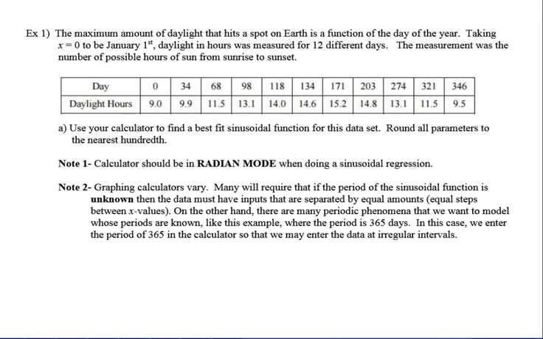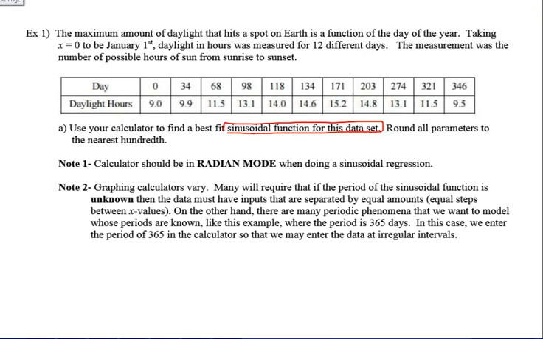Okay, in example 1, the maximum amount of daylight that hits a spot on Earth is a function of the day of the year. So depending on the day of the year will determine the amount of daylight that hits a certain spot. Taking x equals 0 to be January 1st, daylight in hours was measured for 12 different days. The measurement was the number of possible hours of sun from sunrise to sunset. So day 0 would be January 1st, and there would be 9 hours of daylight on January 1st. First, we're going to use the calculator to find the best sinusoidal function for this data set.